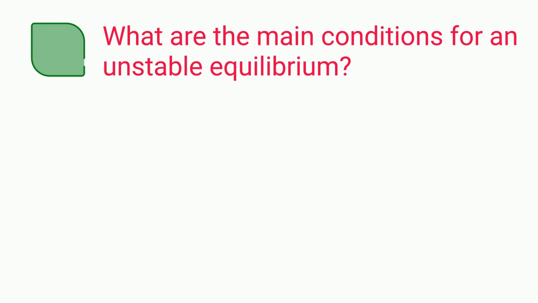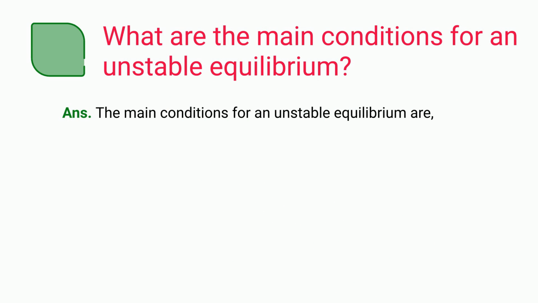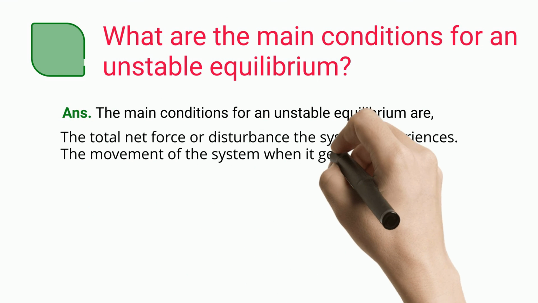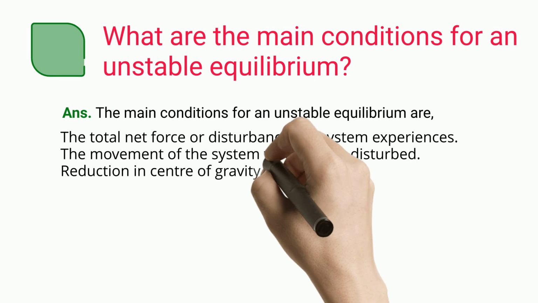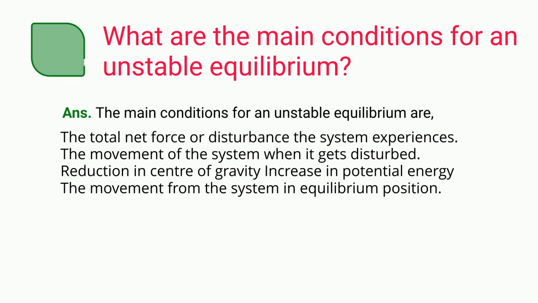What are the main conditions for an unstable equilibrium? The main conditions for an unstable equilibrium are the total net force or disturbance the system experiences, the movement of the system when it gets disturbed, reduction in center of gravity, increase in potential energy, and the movement of the system from the equilibrium position.